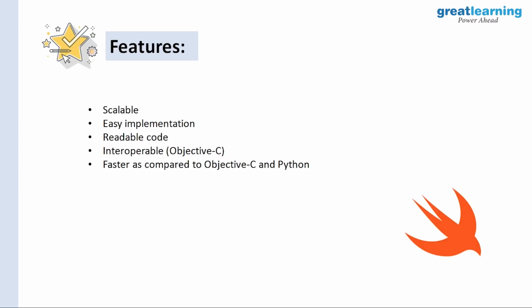Now let's move on to the features. It's scalable and very easy to implement. It is much more readable as compared to Objective-C. And it is interoperable with Objective-C, meaning that if something is written in Swift, it can be easily converted into Objective-C and vice versa. It's faster as compared to Objective-C and Python.